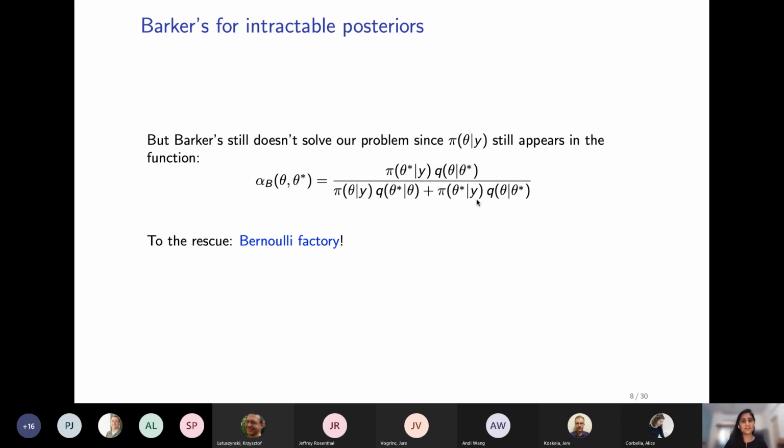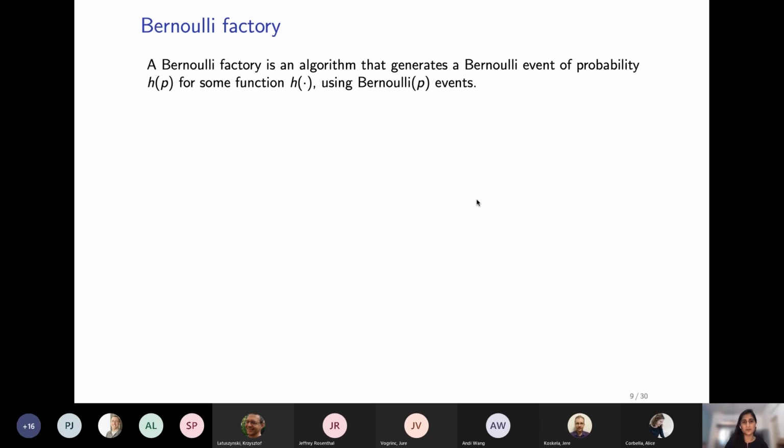So first of all, what is a Bernoulli factory? I'm going to give a simple introduction, but keep our focus on what we are using a Bernoulli factory for. A Bernoulli factory is an algorithm that generates a Bernoulli event of probability h of p, for some function h, using Bernoulli p events.